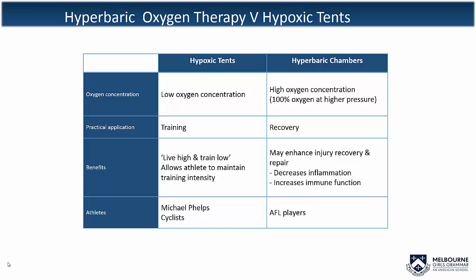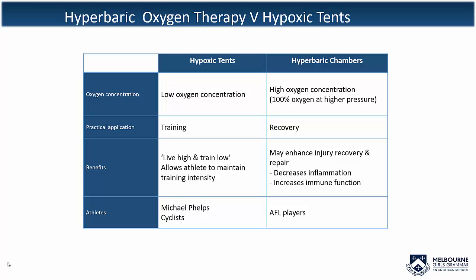Now, hypoxic tents, on the other hand, are definitely not used in recovery. In fact, they would be detrimental to recovery because it's essentially starving the body of oxygen, a low oxygen concentration. So this is used in training or in the lead up to an event. And the idea is that it essentially simulates an altitude training type environment. So someone can train at a lower intensity so that they're able to maintain their training intensities and perform hard, but then they can live high or live in a tent, so sleep in a tent which has low oxygen concentration. So what happens when you have low oxygen concentration is the body makes adaptations because it goes under stress, and it makes adaptations in order to cope with that stress.